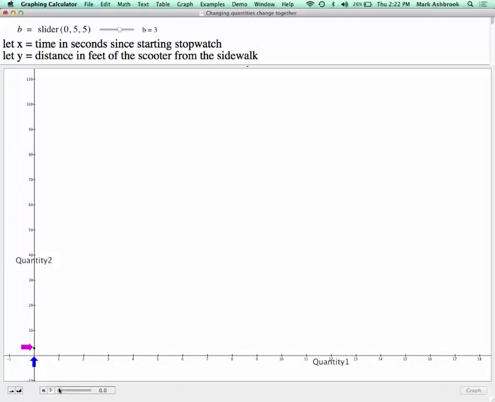Okay? And so then, if we kept track of all of those points, every single point that represents a point in time and the corresponding distance from the sidewalk, we imagine time increasing. If we trace out all the points and leave a trail behind, we get the graph of this relationship of time going by and the student's distance from the sidewalk on their scooter.